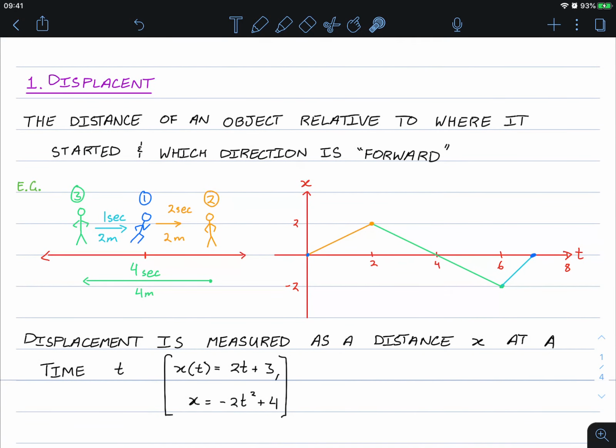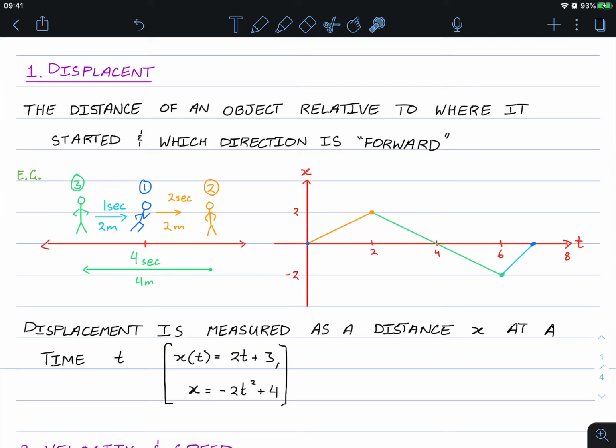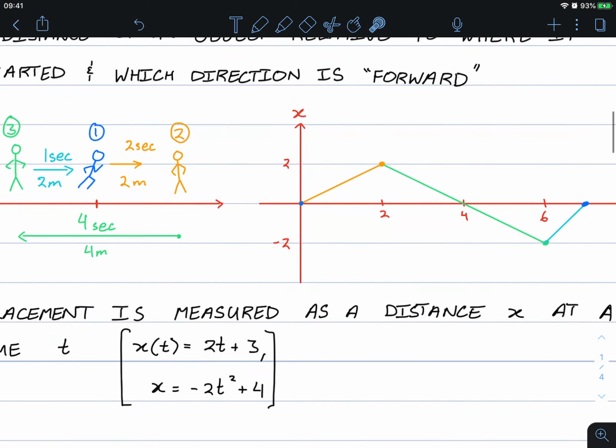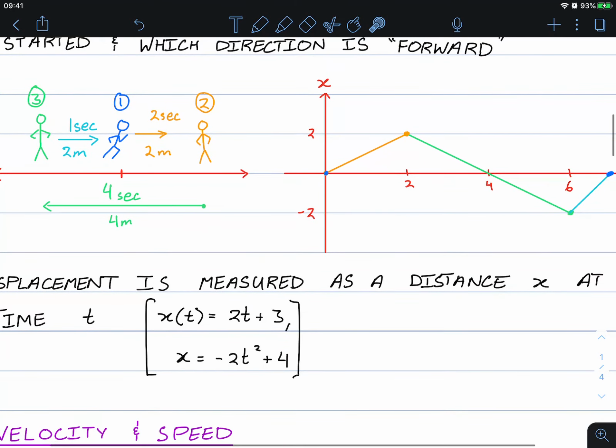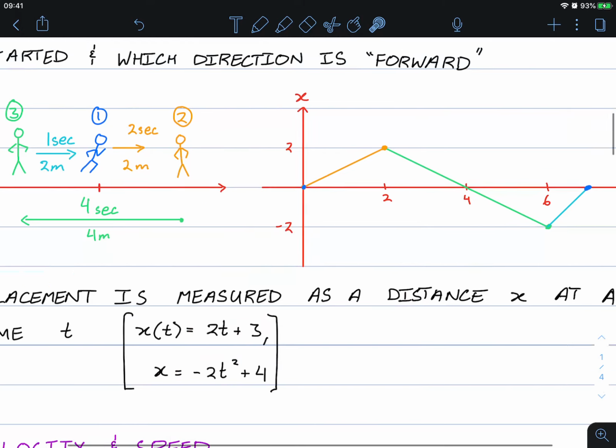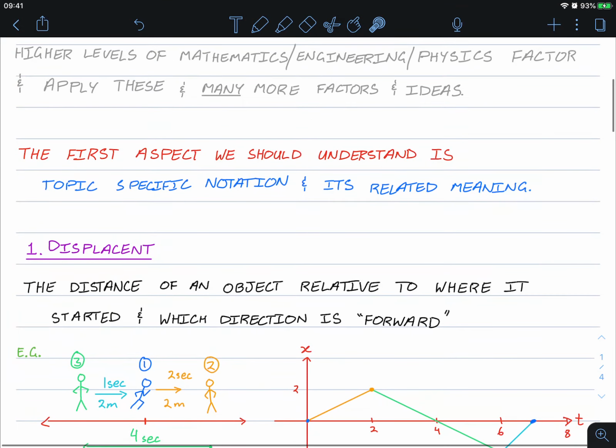So displacement is measured as a distance x from the origin at a time t. You will see this as some function of t, so x of t, the displacement at time t. It might be 2t plus 3, it might be negative 2t squared plus 4, or whatever other function of t we might see.